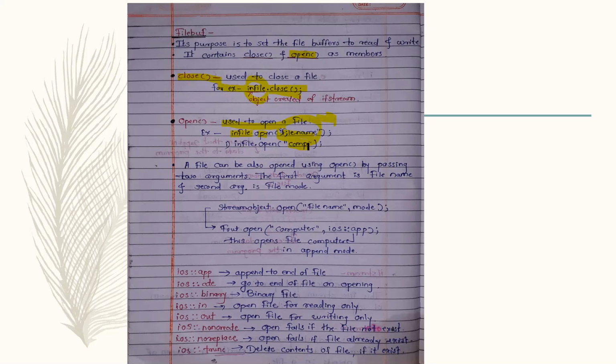And a file can also be opened using the open function by passing two arguments. The first argument is obviously the file name, and the second argument is used to specify the file mode. Means in which mode we want to open the file.